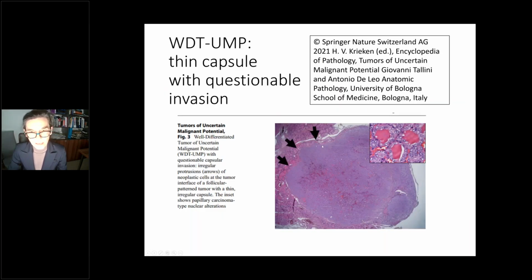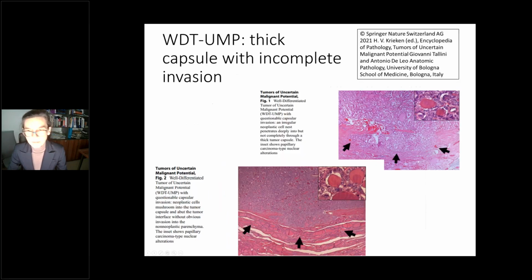There are some examples from the literature. I present pictures from a chapter written by Giovanni Tallini in the Encyclopedia of Pathology. He presents tumors of uncertain malignant potential with a thin capsule and equivocal capsular invasion, with irregular protrusion of neoplastic cells at the tumor interface. In the second example, you can see a thick capsule, also with a hook-like structure with questionable capsular invasion.